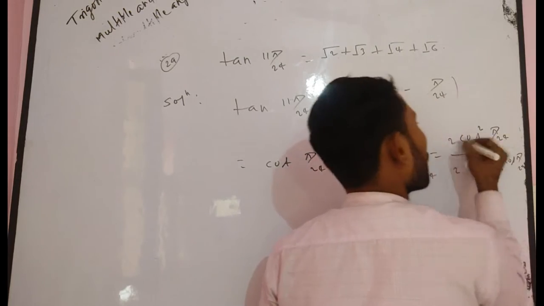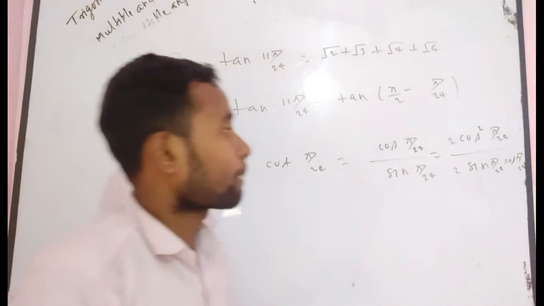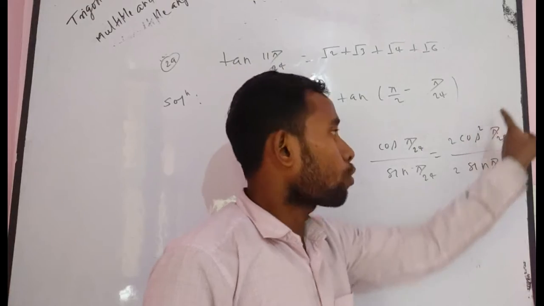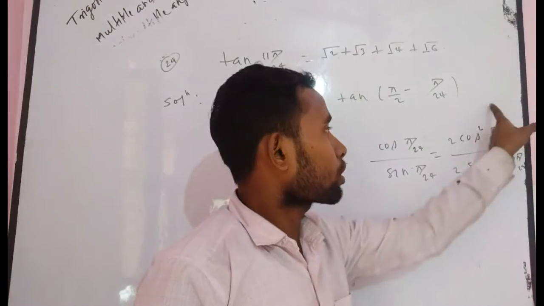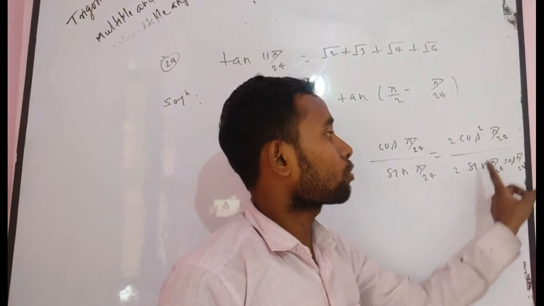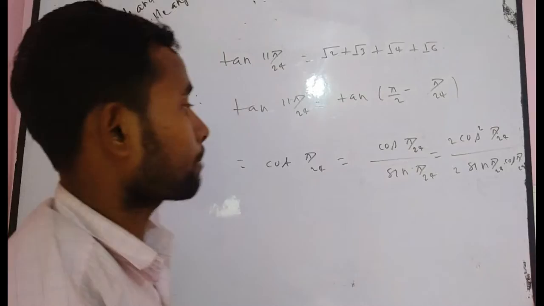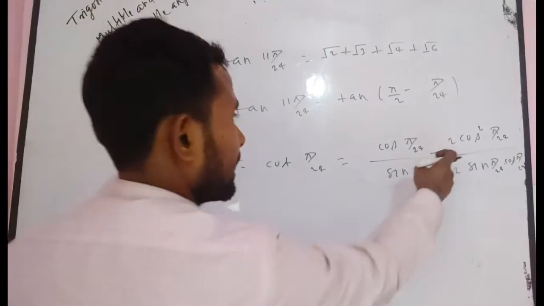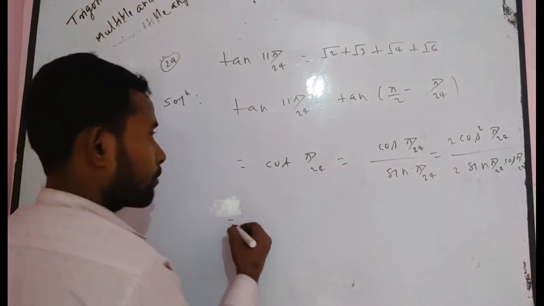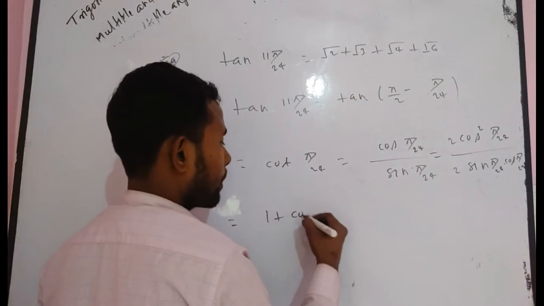With multiplication to else. Here I have multiplied in numerator and denominator by 2 cos pi by 4. In that case you get 2 cos square pi by 24, and in denominator you get 2 sin pi by 24 into cos pi by 24. Now here it is 2 cos square theta. What is the formula of 2 cos square theta? Simply 1 plus cos 2 theta.